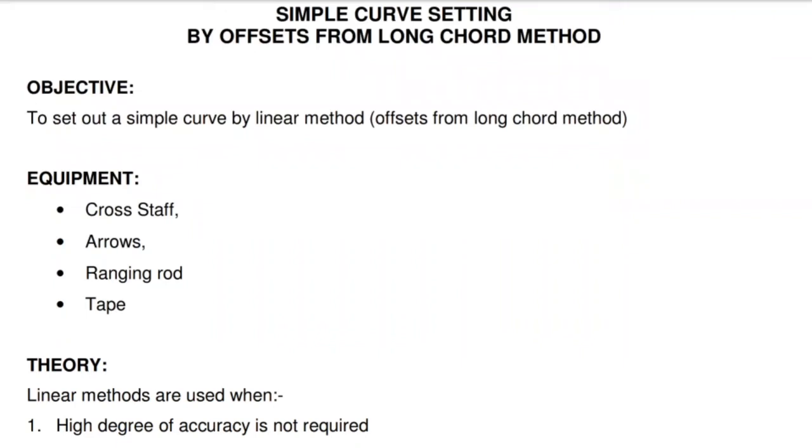Today we will learn simple curve setting by offsets from long chord method. Objective: to set out a simple curve by linear method, offsets from long chord method. Equipment: cross staff, arrows, ranging rod, tape.